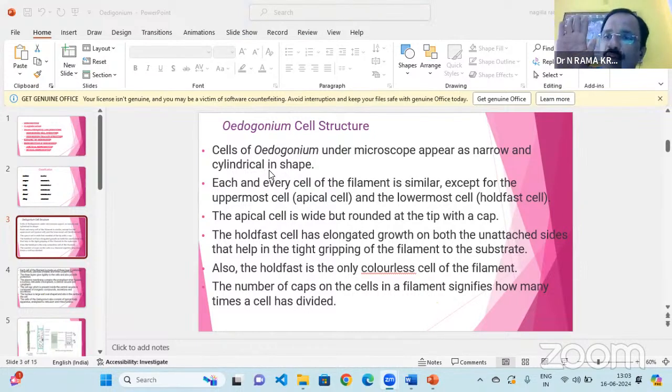For example, you see here our hand. This is an Oedogonium. Here too we are looking, 1, 2, 3. Here too we are looking, 1, 2, 3, 4, 5, 6 cells are there. All the cells are the same except only one cell is different. One cell means which one? That is where it is attached to soil or rocks, that area has a little bit of differences, a little bit of variation from the above.